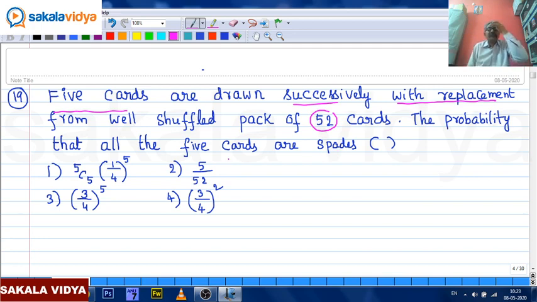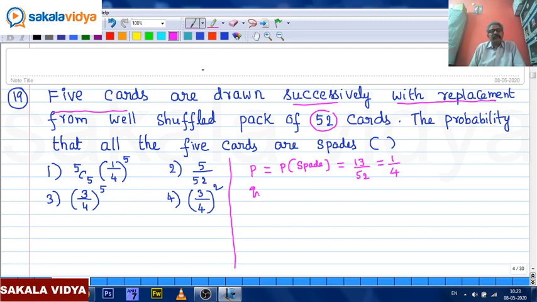So, you remember, first you treat p, the probability of success, as P of getting a spade card. That means if a card is randomly selected from a pack of cards, it should be a spade card. How many spade cards are in a pack of cards? 13. So, that will be 13 by 52, which is 1 by 4. Q will be 1 minus p, that is equal to 3 by 4. Now how many cards have we selected? 5 cards. This is the number of trials, n is equal to 5. So what we need to find out? All 5 cards must be spades. That means P of x is equal to 5.